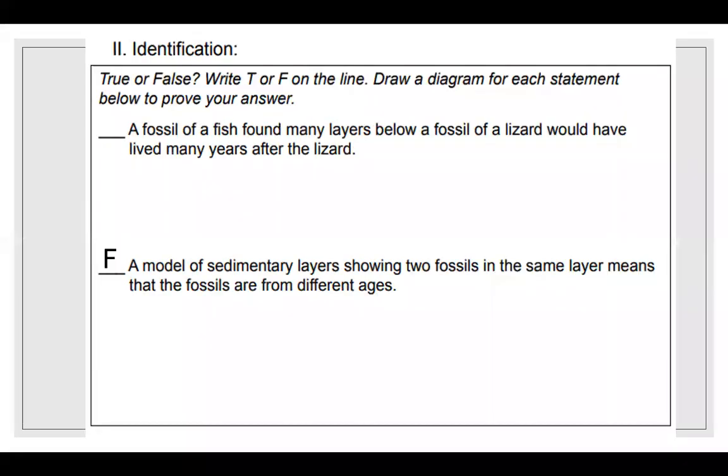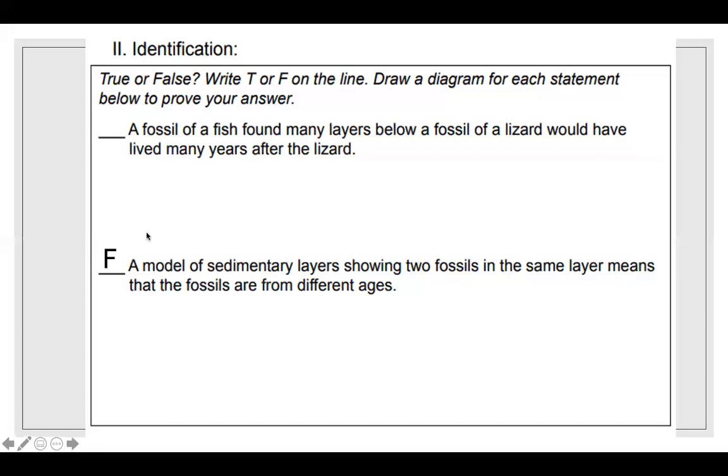All right, true or false? Write T or F on the line. Draw a diagram for each statement below to prove your answer. Now, I didn't draw a diagram. It was not possible for me, but I will have what I wrote for my answer choice.